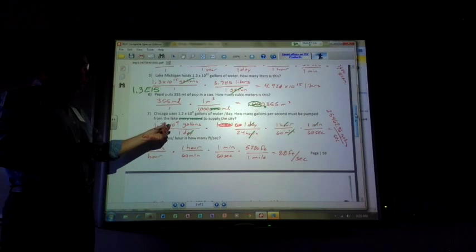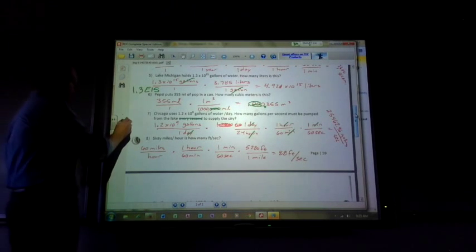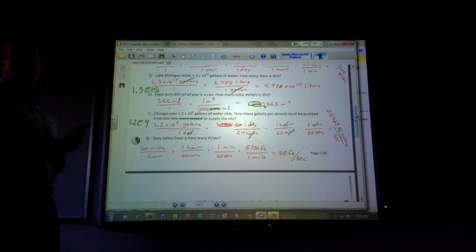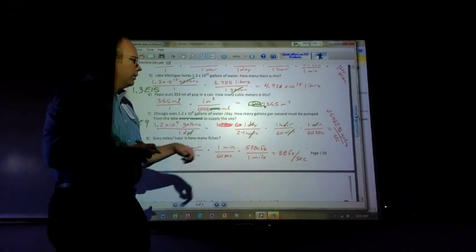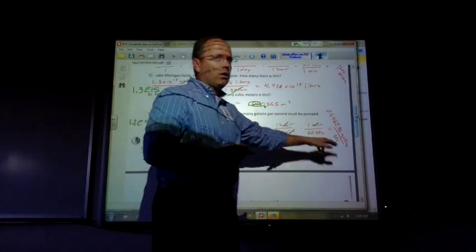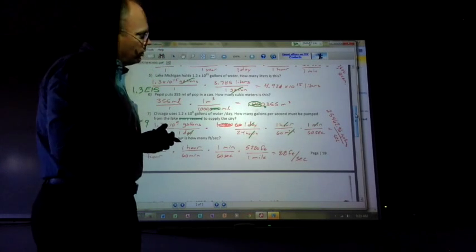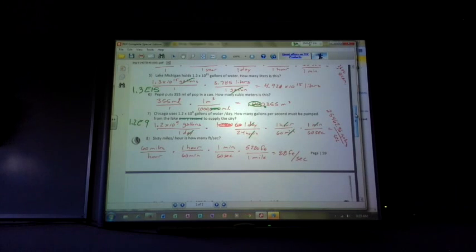So I'm going to go 1.2 times 10 to the 9th, which you get on your calculator. A lot of you could do this: 1.2 E9. That's the same thing, scientific notation. Divided by 24, enter. Divided by 60, enter. Divided by 60, enter. And that's going to tell you that you need to pump 25,462.96 gallons per second out of the lake in order to get enough for the city.